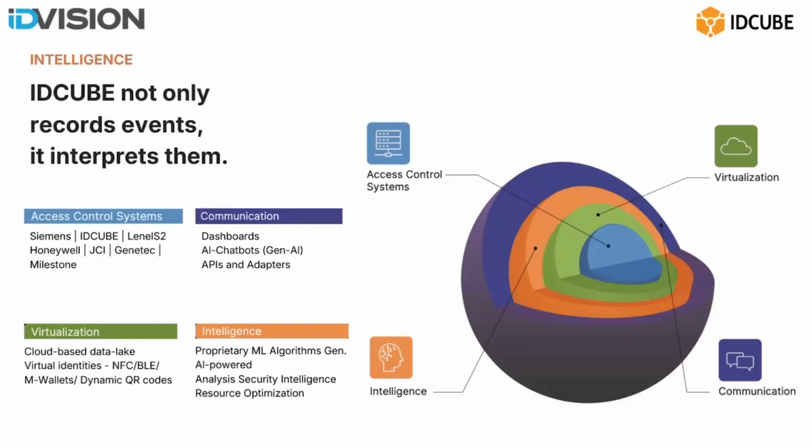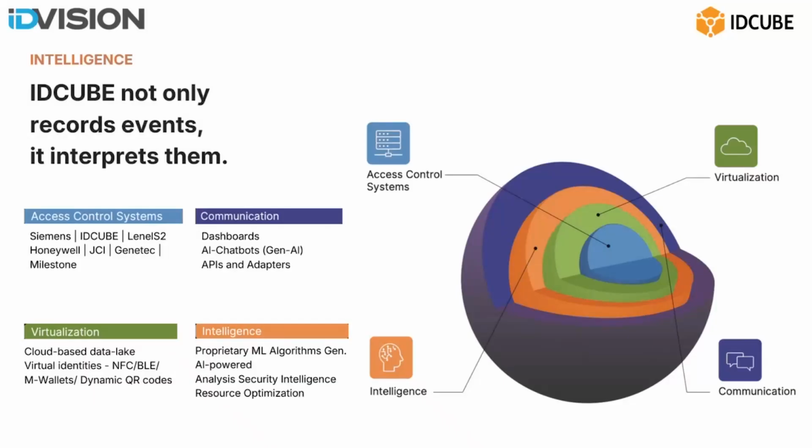Here you can use your NFC and Bluetooth mobile credentials. You can use dynamic QR codes. You do not need to have a physical access card. Everything can be managed from your mobile. The third layer is the intelligence, which is our proprietary machine learning algorithm, where we take all of this data that comes from the access control and the virtual credentials, and we provide you the intelligence. We analyze security parameters, we analyze the data, and we are able to generate a report and give you insights into the threats and vulnerabilities of your system.